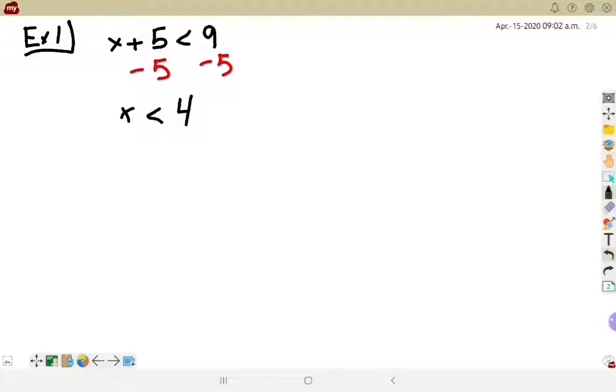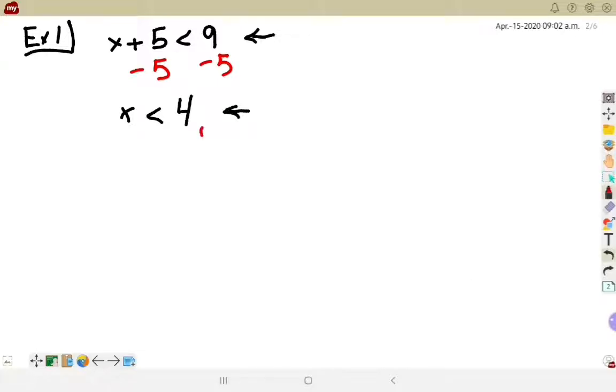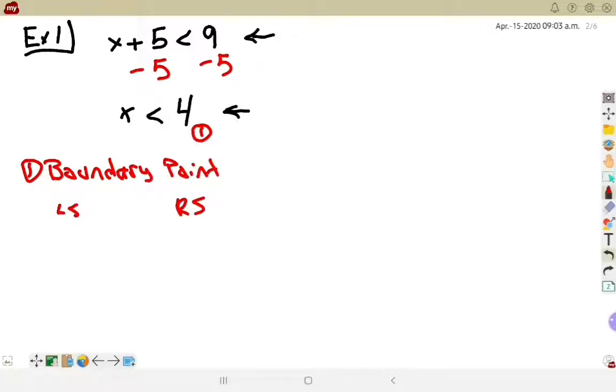Okay, so what this statement is saying is that if I pick any number that is smaller than 4, it should make this original inequality true. And that's my goal, is to find all of the possible solutions. Okay, so the first thing I want to do is verify that this number 4 is actually the correct boundary point. So the way I verify the boundary point is I'm going to verify as if it was an equation. So I'm going to pick left side, right side, and I'm going to pretend that these two things were equal to one another.